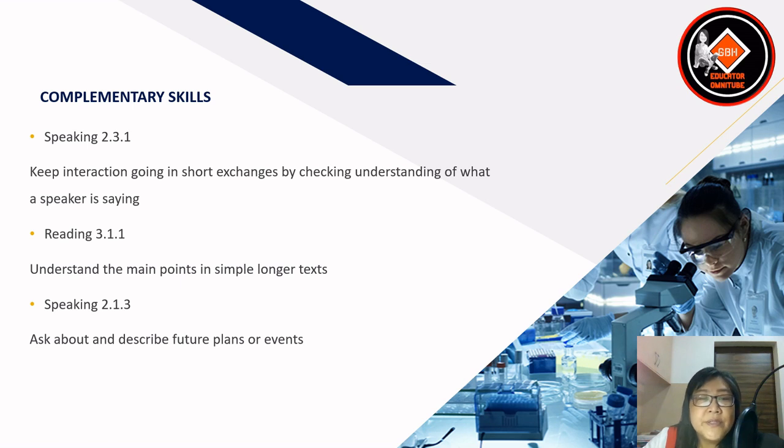For the complementary skills, we have speaking 2.3.1. Keep interaction going in short exchanges by checking understanding of what a speaker is saying. Reading 3.1.1. Understand the main points in simple, longer text. And speaking 2.1.3. Ask about and describe future plans or events.